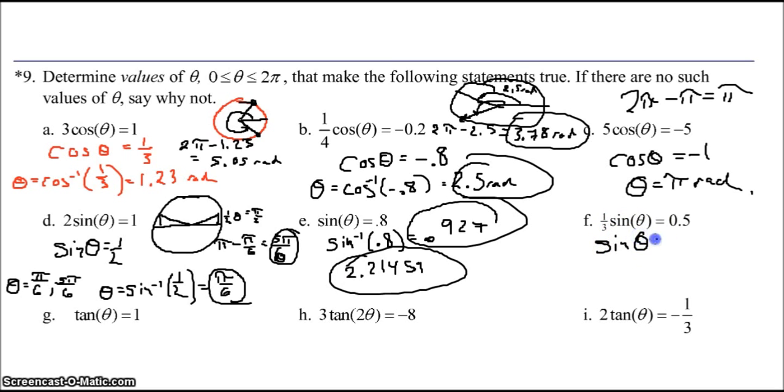Here, if we multiply both sides by 3, we'll get sine of theta equals 1.5. And that's impossible, because the sine of theta is always between -1 and 1, because it's a proportion of the radius length.